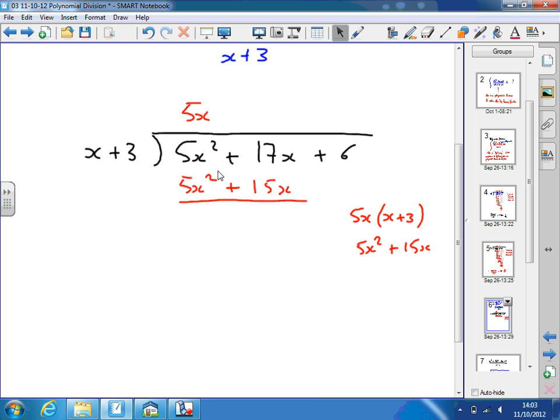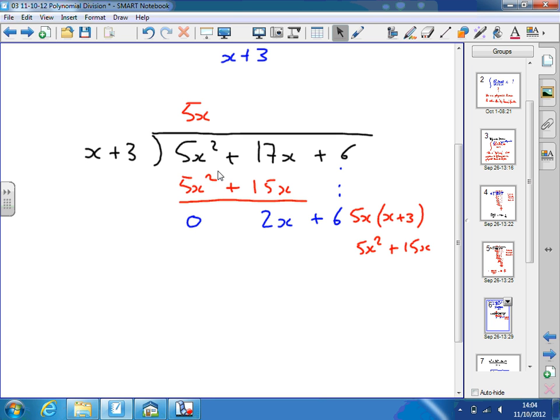5x squared minus 5x squared has gone. And that must happen. That's what we made happen. We asked ourselves, what happens to the x to get 5x squared, times by 5x to make sure that that disappears. That's why we did it. And then 17x minus 15x is 2x. And then we bring down the next number, plus 6.